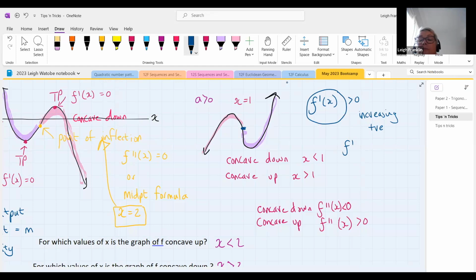If they go f prime x smaller than 0, they're talking about where the graph is decreasing. In other words, gradient is negative. So always think about gradient as walking uphill or walking downhill. When the gradient is positive, so f prime x is greater than 0, the graph is increasing, you are walking uphill. If the gradient is negative, f prime x is smaller than 0, then the graph is decreasing. You are walking downhill, always from left to right, as x gets bigger.